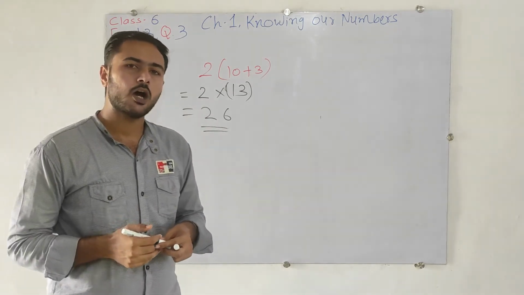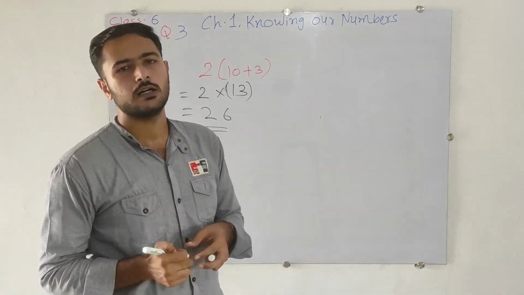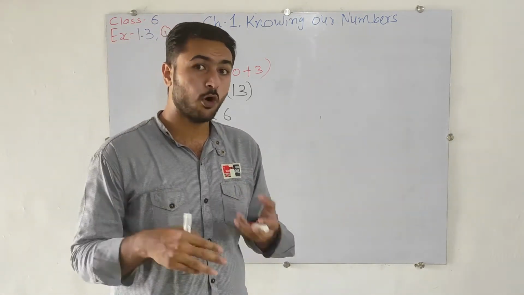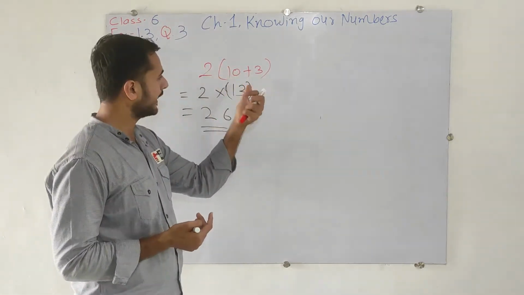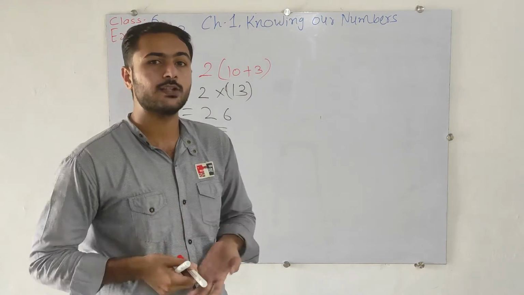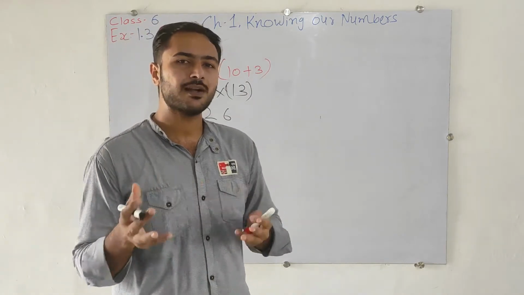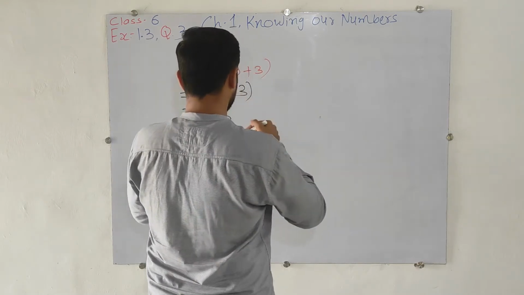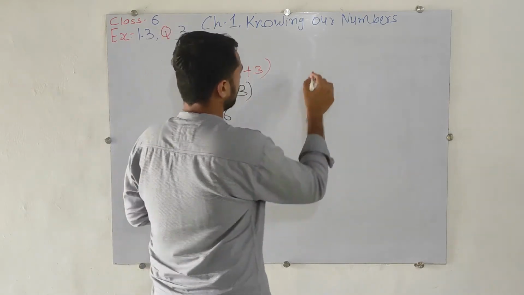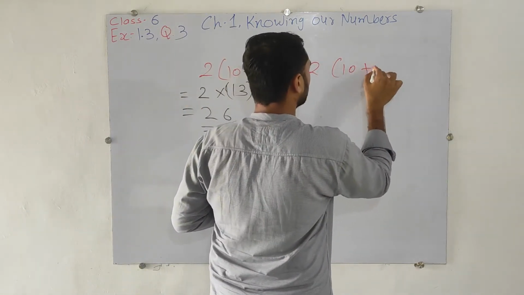Okay. Now, I am just going to show you one more method for the same question, that is 2 bracket 10 plus 3. Okay, how can we do that? Actually, that is the expansion of this form. See how we will do. Here that is 2 bracket 10 plus 3.